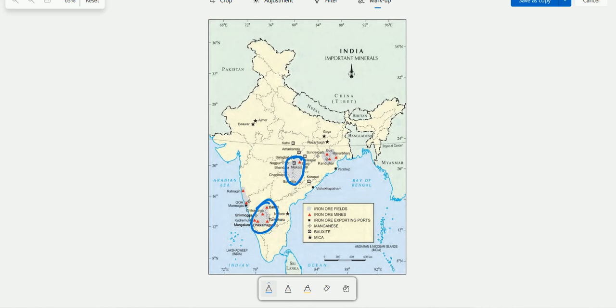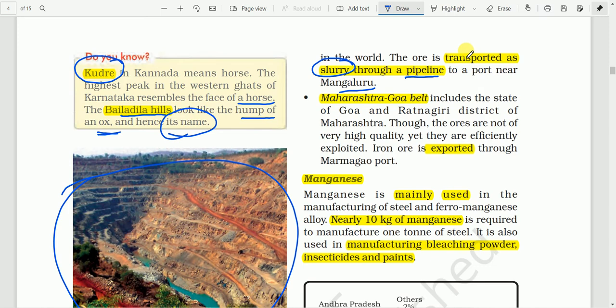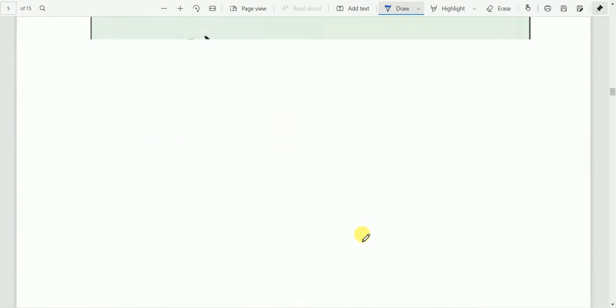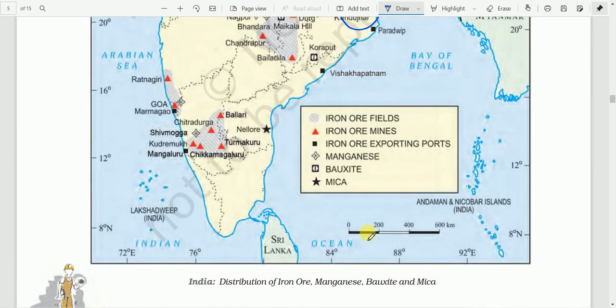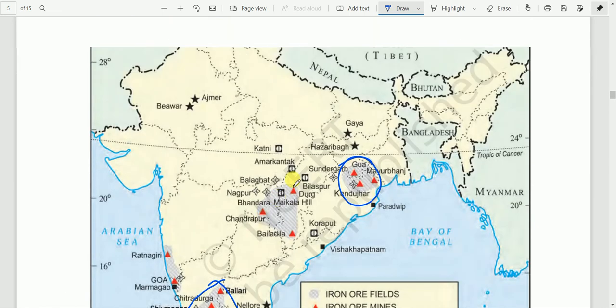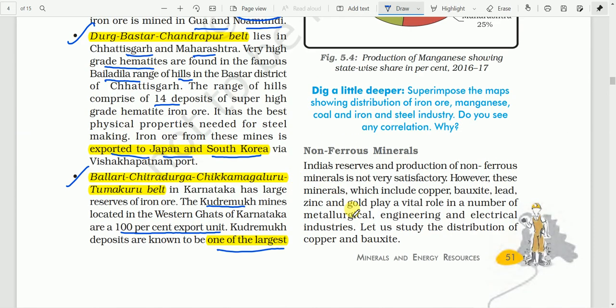Okay, and see, it is here, this area. I think the map is very small, but see here, you can see here also this area. This is Sikkamagaluru, Chitradurga, Tumakuru belt.